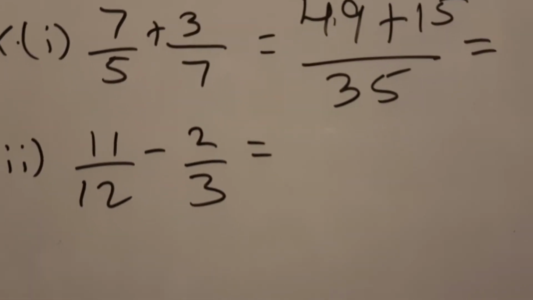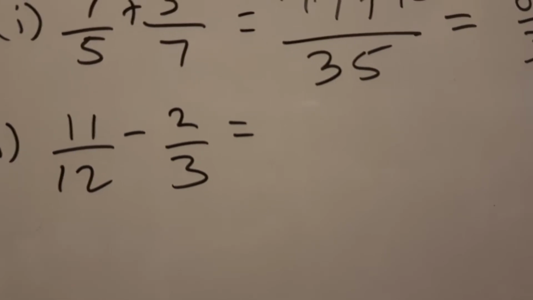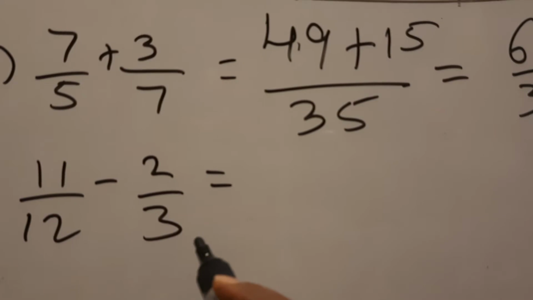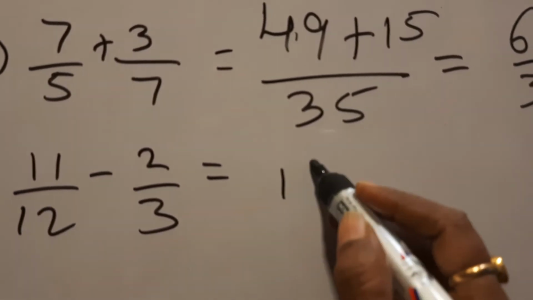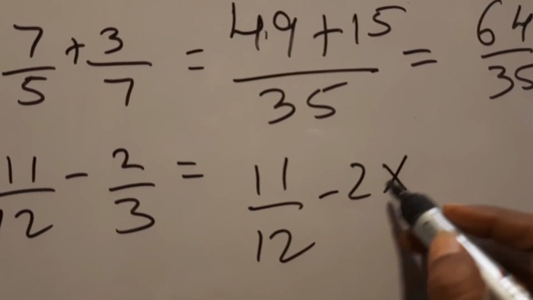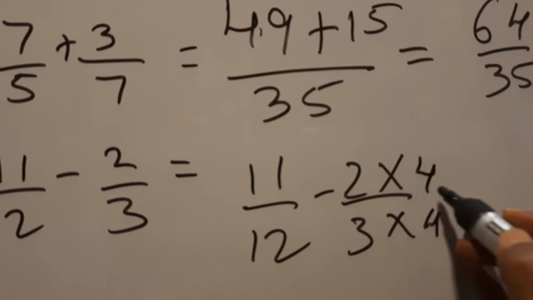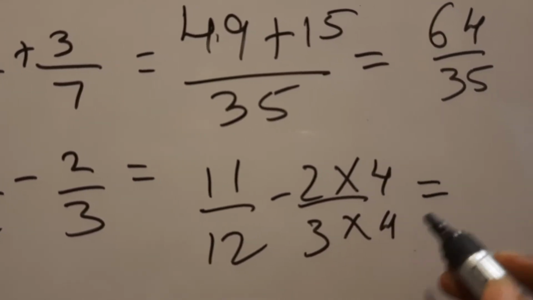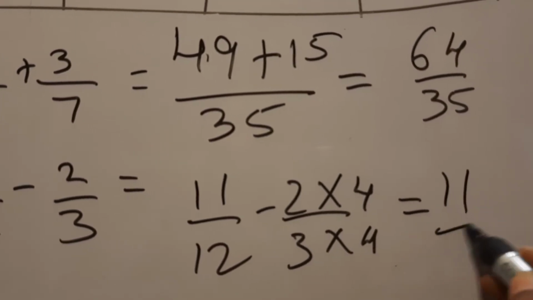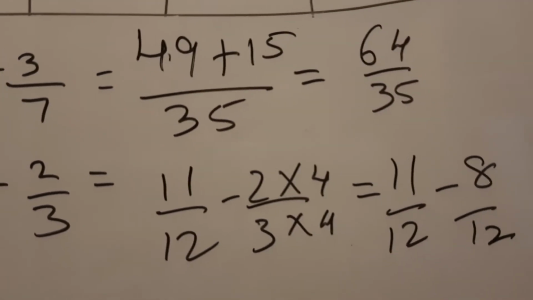Next example, 11 upon 12 minus 2 upon 3. Now 11 upon 12 minus 2 upon 3, to add or subtract, we have to equalize the denominator. So 11 upon 12 minus 2 into what will give me? That is, here you have to check. 3 4s are 12. So here also 4s are. So 11 upon 12 minus 2 into 4 upon 3 into 4. That is 11 upon 12 minus 8 upon 12.